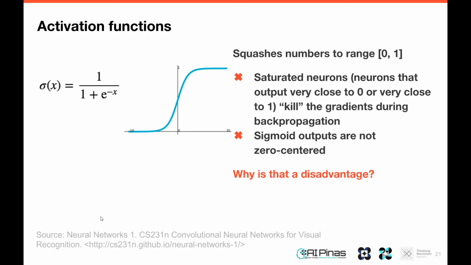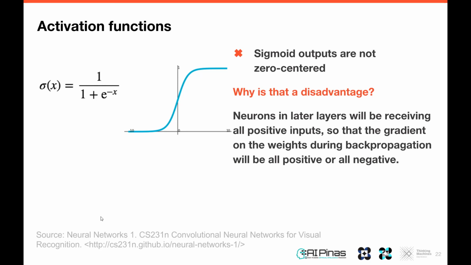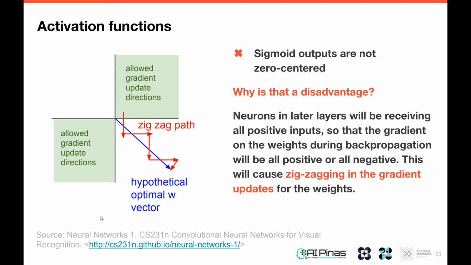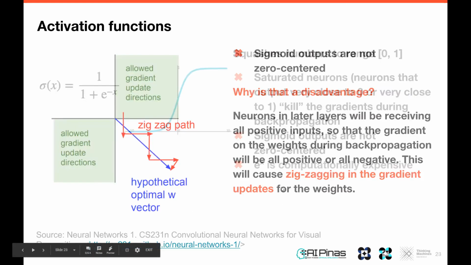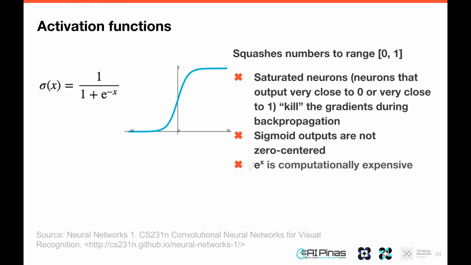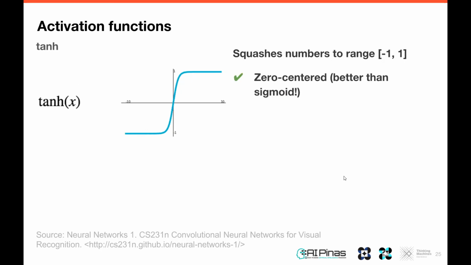The sigmoid function also has another issue where the outputs are not zero-centered. I'm not going to go into too much detail on why that's a disadvantage, only that it definitely is. If you want to think through that, look through the CS231 slides and work it out. And the other problem with the sigmoid function is that calculating e to the x is computationally expensive. Think about how you would compute e as a floating point to the x. It's kind of messy. So you have another activation here, tanh, which is strictly better than sigmoid.